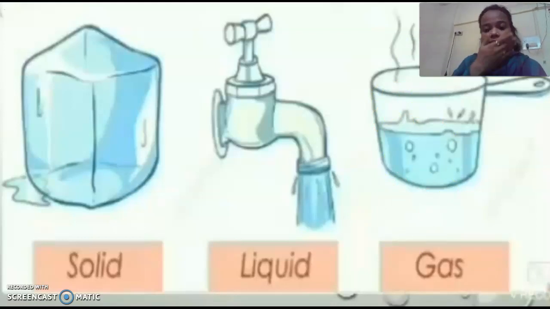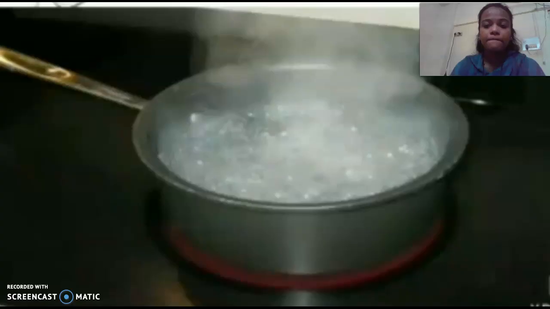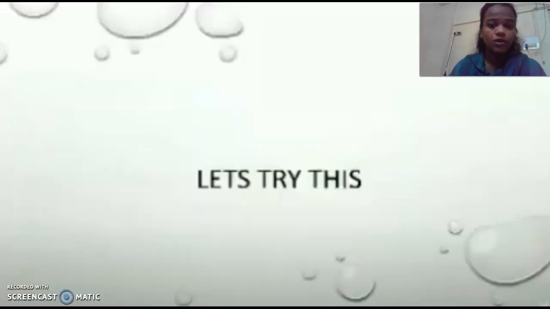Now let's try this. This is water vapor on your screen. It's very hot because it is boiling and it turns into vapor or steam and it is very hot, so be careful.